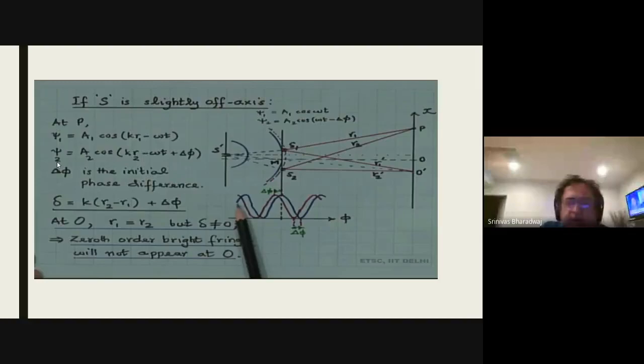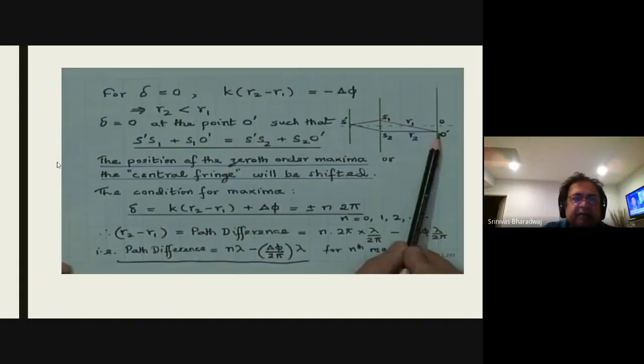The zeroth order bright fringe will not appear at O. The zeroth order bright fringe is exactly at the middle of the line joining the midpoint of the slits and the source. So if you just extend that line, you will get the zeroth order bright fringe. And there, if there is a phase difference, it won't show up exactly there. So that's a very critical point.